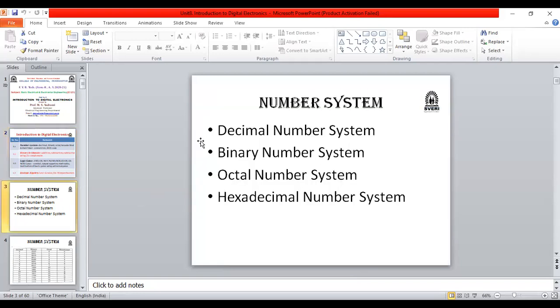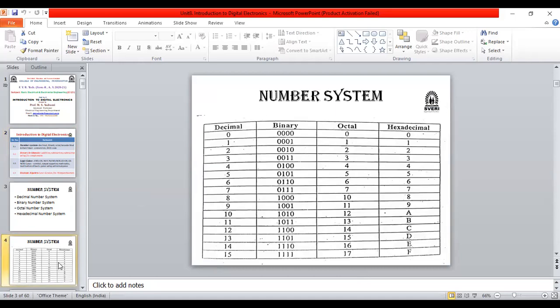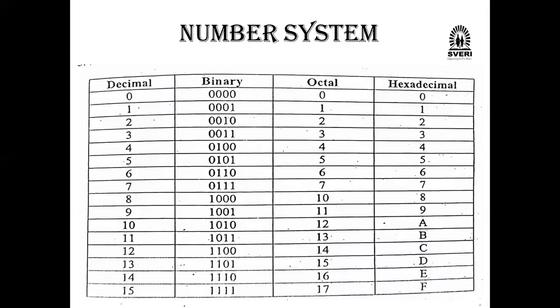We'll start the number system: decimal number, binary number, octal number, and hexadecimal number. I will show one table here. Is the table visible? Yes, sir. So the decimal numbers we can call 0 to 9, 10, 11, 12, 13, 14, 15, 16. These all are the decimal numbers. Up to 9 it comes here, up to 19 it will come, next 20, 21, 22, up to 29, like that.